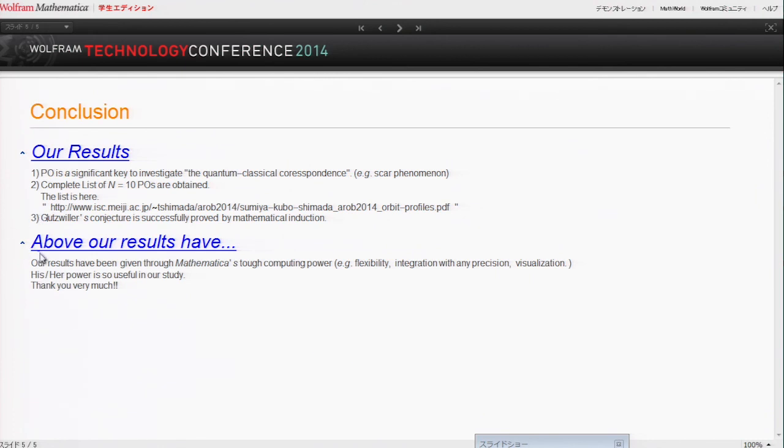And part of the results has been given through the mathematical power in computing, for example, flexibility, integration with any precision, visualization, and more and more. And which is correct? Please tell me. Mathematica is female or male?